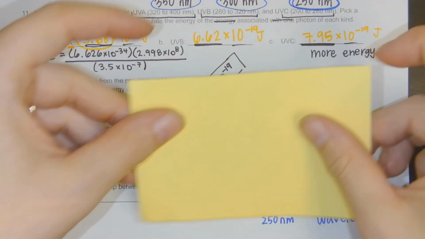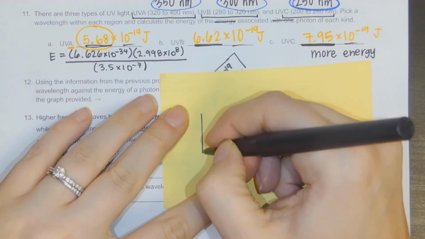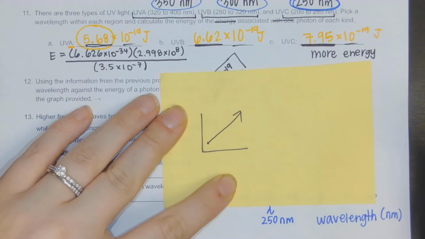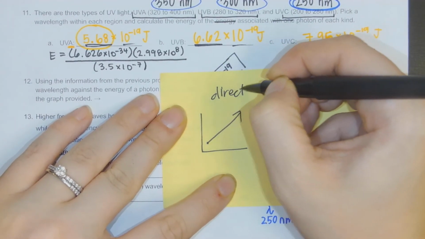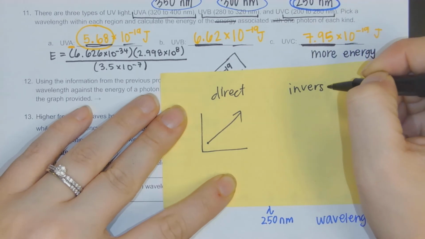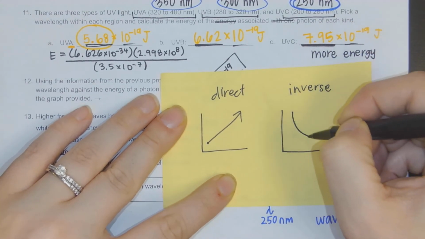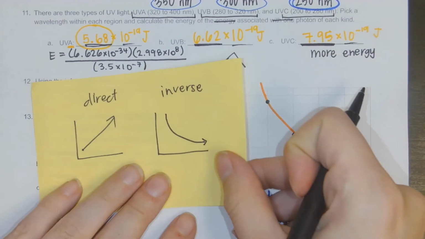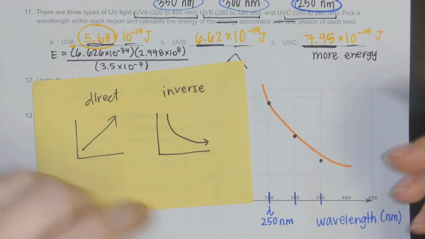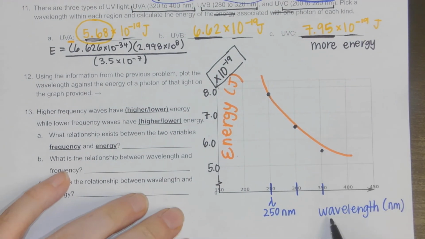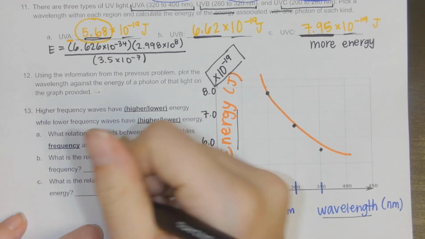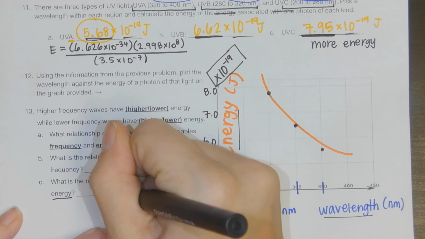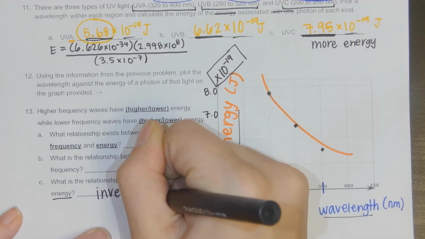Anytime that you've got a graph, if your graph is doing this and goes up, that's a direct relationship. An inverse relationship is when you've got this going on. That kind of looks like what's going on here. I would say wavelength and energy are inversely related.